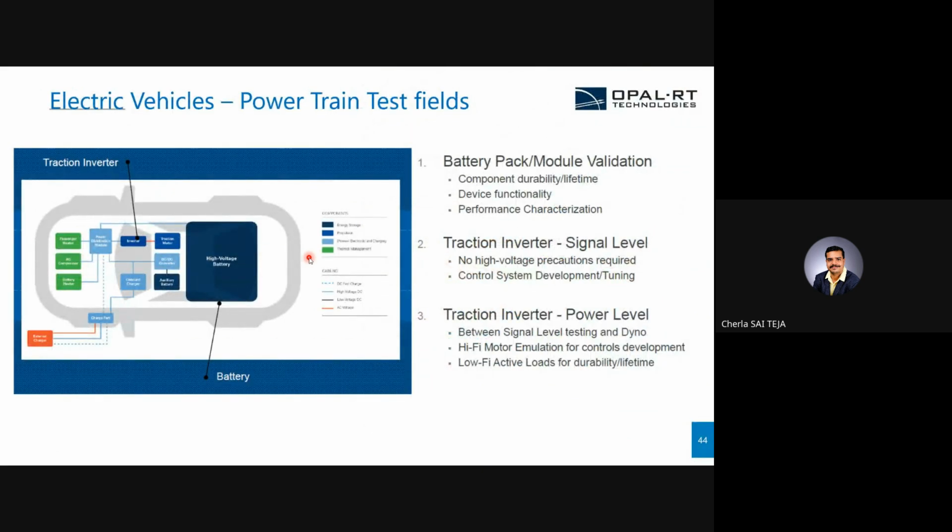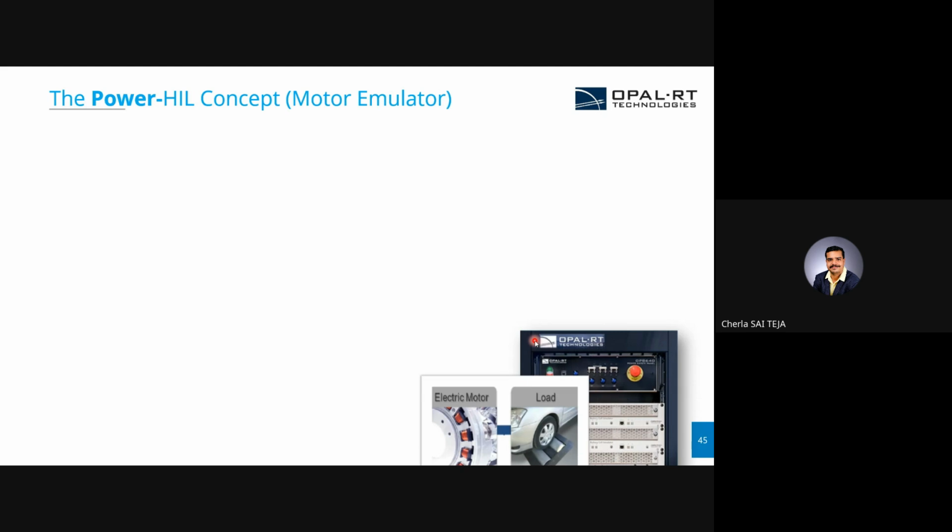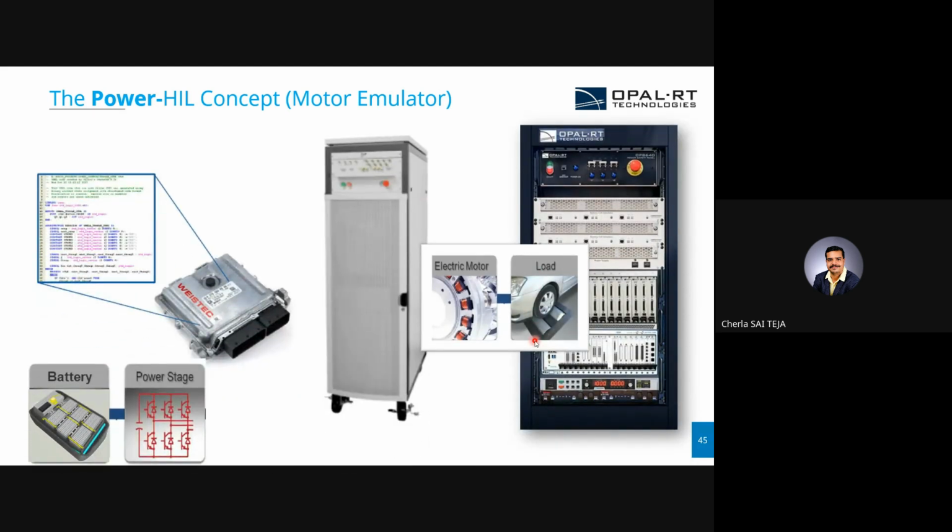So, as I told, in the power hardware-in-loop (PHIL) application for an electric vehicle, one can test their traction inverter. The traction inverter is a component. In this PHIL, we will test this traction inverter at power level. So there will be high-fidelity motor emulation available in order to validate the functionality of the traction inverter at power level. The overall concept is that we'll have a motor emulator.